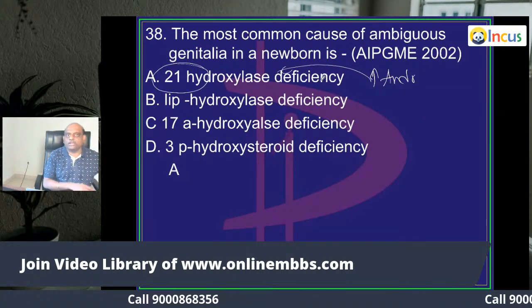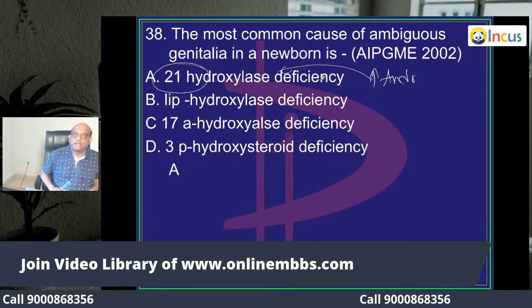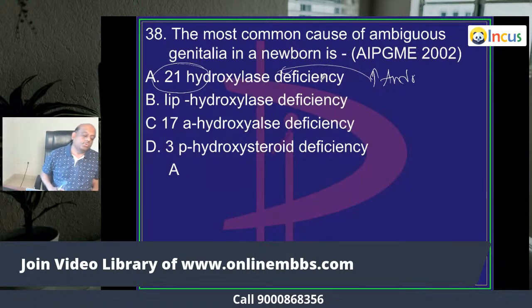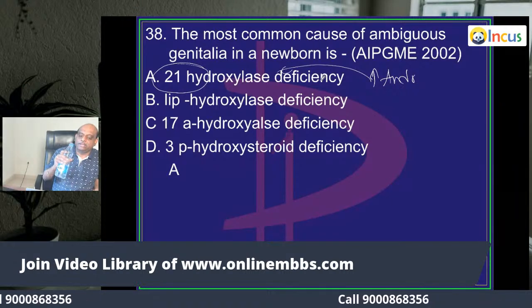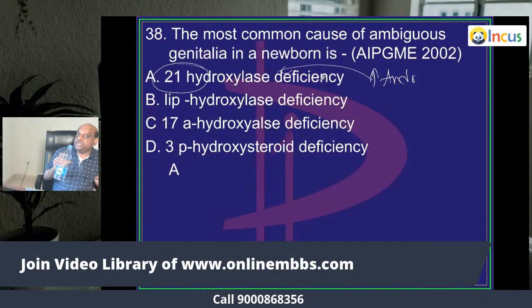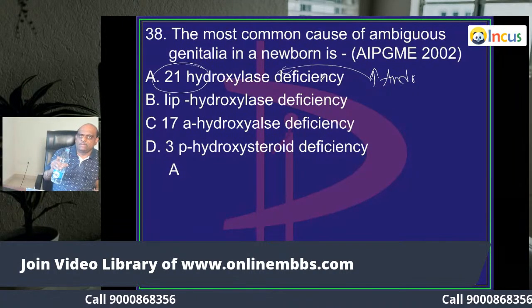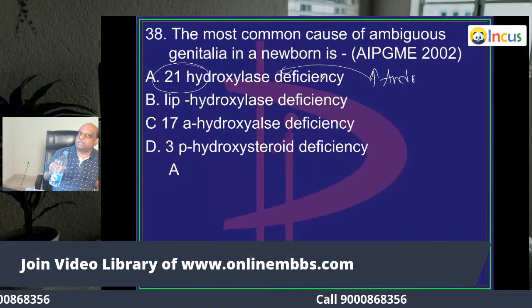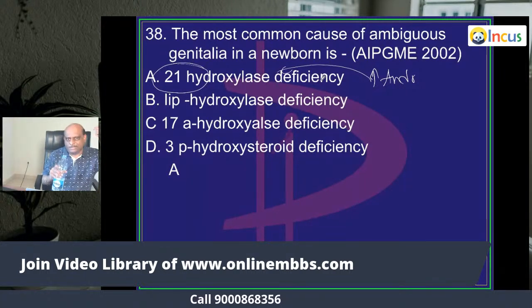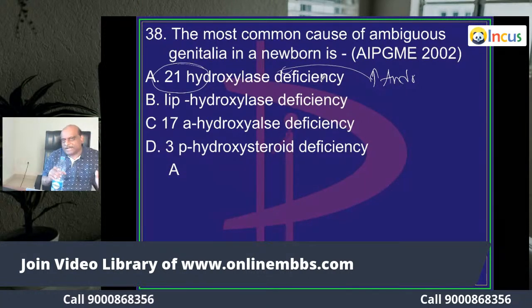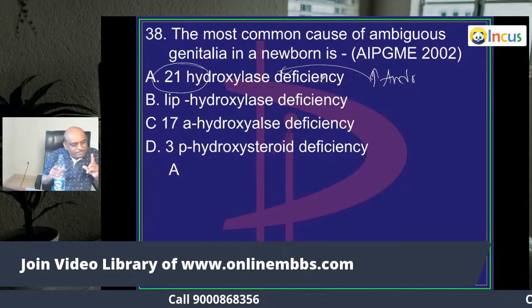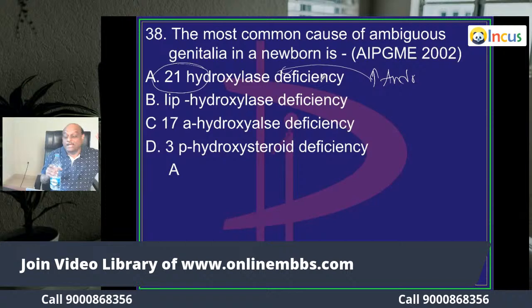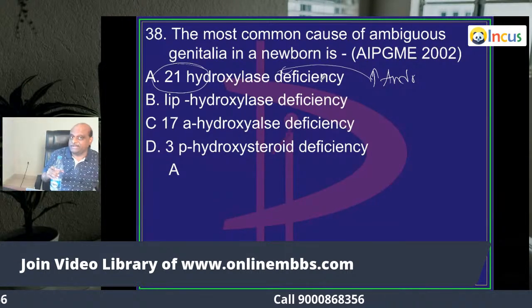If you have gone this question wrong, doctor, please don't forget to go back to the online mbbs.com video library and do the revision of congenital adrenal hyperplasia, the most favorite topic of the examiner. Biochemistry, general medicine, pediatrics, everywhere, it is the most high-yield topic. One question in 300 questions. It is a very high-yield topic.